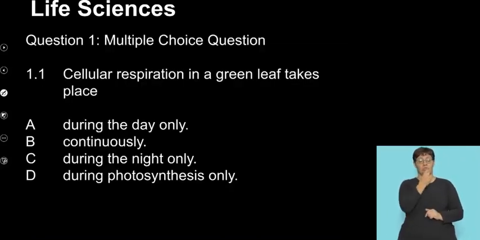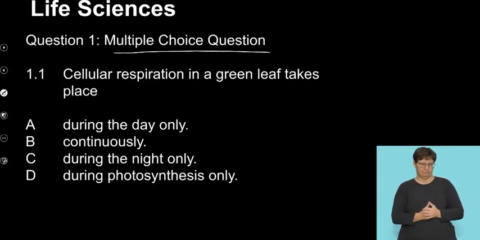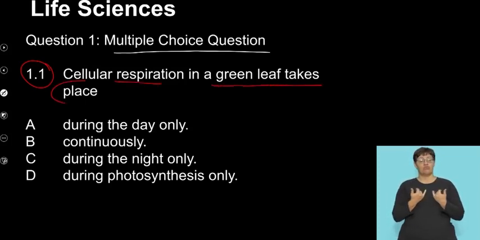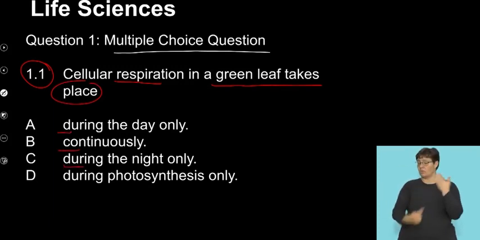Question 1, as I always do, start off with some multiple choice questions. In this segment, it's important that we try and understand some basic concepts as we unpack them using cellular respiration. So the first question: cellular respiration in a green leaf takes place A, during the day only, B, continuously, C, during the night only, and D, during photosynthesis only.